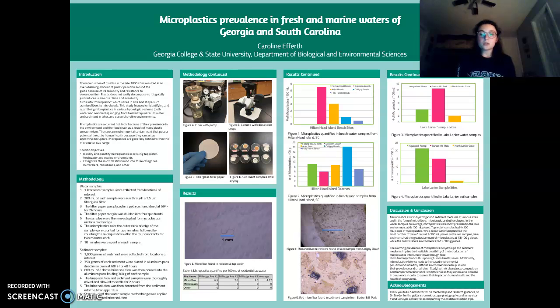In terms of results, Figure E shows a microplastic that I took a picture of from my residential tap water. On average, I found 4 pieces of microfiber per 100 milliliters of tap water that I sampled. In terms of the Hilton Head Beach environments, more microplastics were found in the sediment samples than in the water samples. That actually also applies to Lake Lanier.